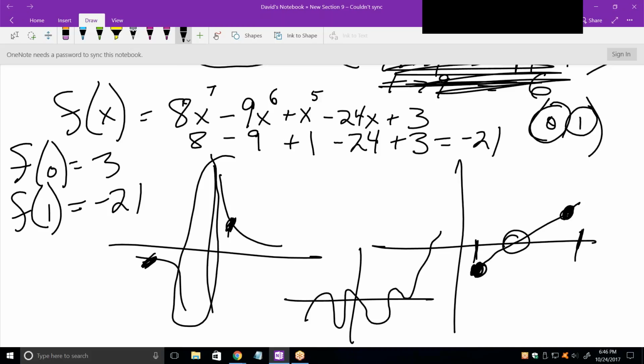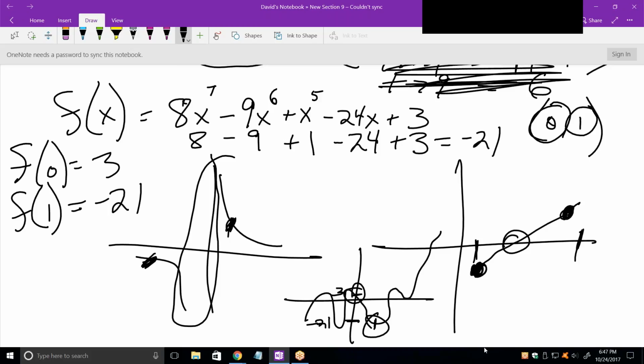But the fact is, f of 0 has a different sign than f of 1. f of 1 is minus 21. f of 0 is positive 3. You cannot get from positive 3 to minus 21 without going through 0. So this is the mean value theorem. You can't go from A to B without going through all values in between.